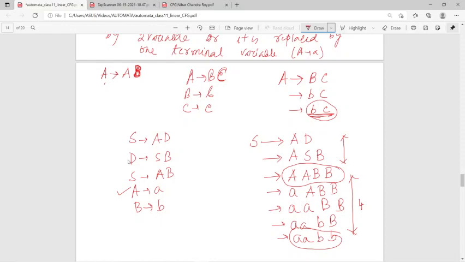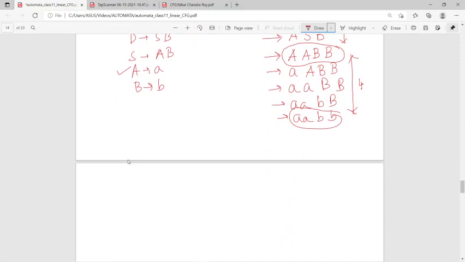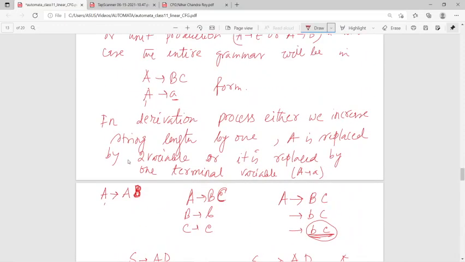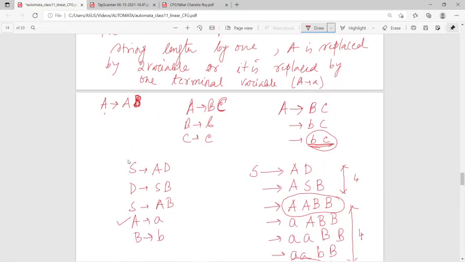In worst case it may be possible we are generating the string of length 4 using 4 times. So maximum, that means to generate a string of length 4, if we take the worst case, it will take double the size of the string, that I want to say. So the number of steps in the derivation process: either we increase the string length by 1, or it is replaced by one terminal, but the length will not change, the length will be the same.